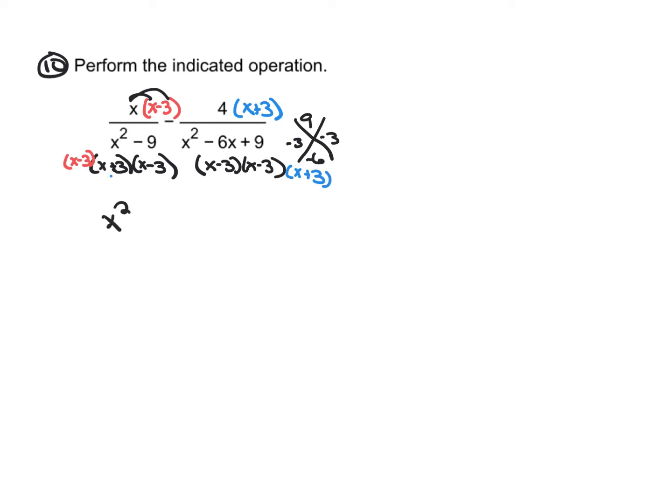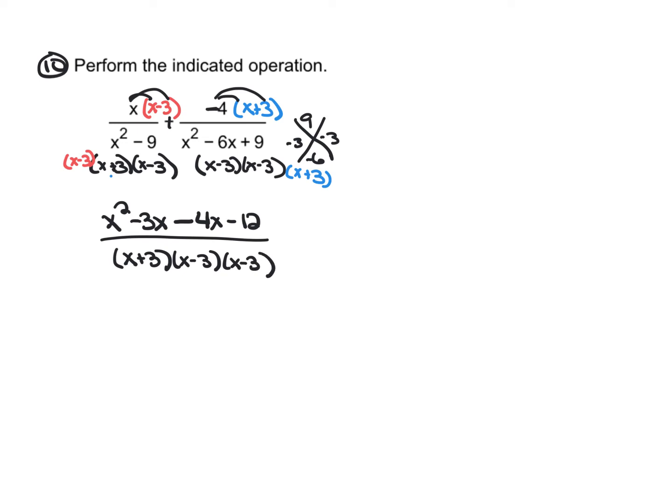Distribute x squared minus 3x minus, I'm going to attach this minus sign to the 4, times, well, negative 4 times x is negative 4x. Negative 4 times 3 is negative 12. And my bottom is that x plus 3, x minus 3, x minus 3. Okay. The top simplifies to x squared minus 7x minus 12.